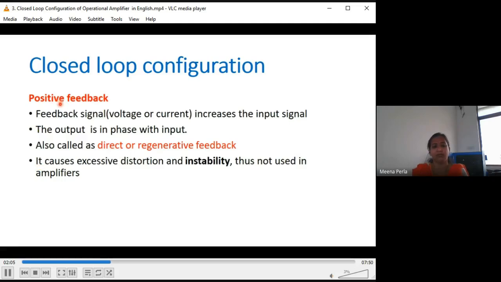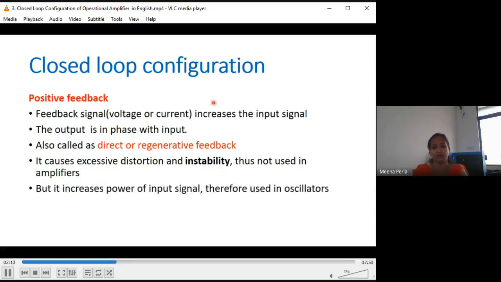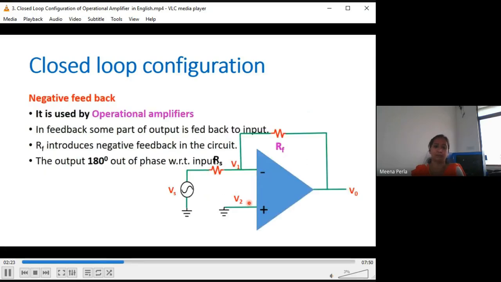And one more disadvantage of positive feedback is that it causes excessive distortion and instability. Because of that, it is not used in an amplifier. But because the input signal is increasing because of positive feedback, it increases the power of the input signal, and that's why it is used in the oscillator.